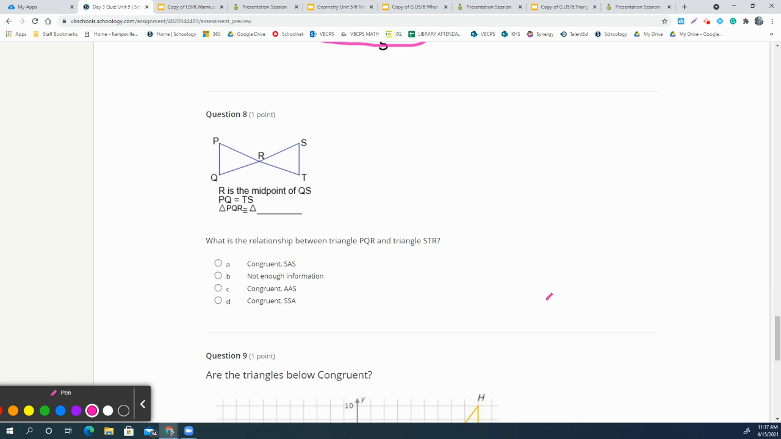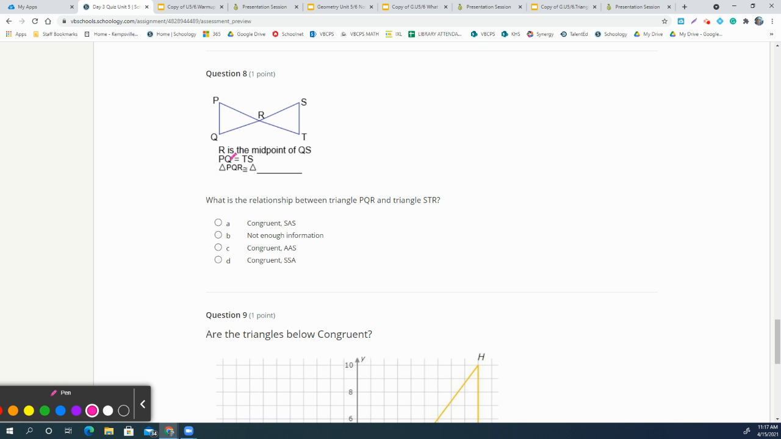And then question 8. RS is the midpoint of QS. All we know is QS. So R is the midpoint of QS. That means those 2 pieces are congruent. We don't know anything about PT. The picture is leading you to believe that PT has also been bisected, but I don't know that because I'm not told that. Then I've got PQ and TS. PQ and TS are congruent.